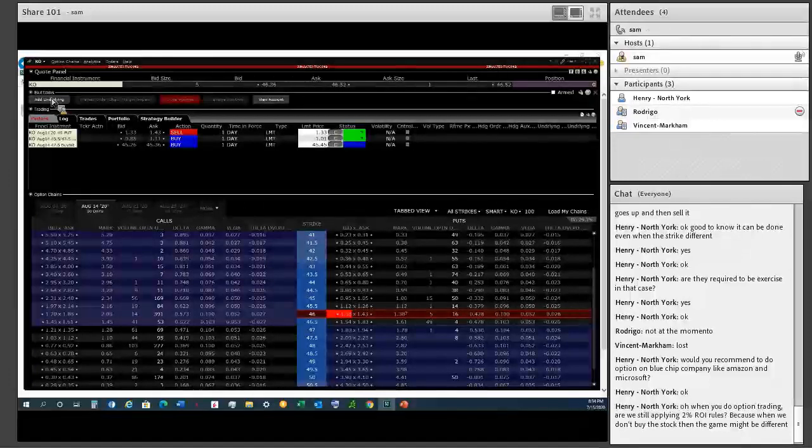When you do option trading, are we still applying a 2% ROI rule? Because when you don't buy the stock, the game might be different. Absolutely your return is going to be way higher when you just do straight options. Way higher.